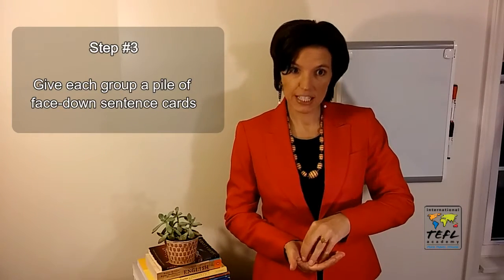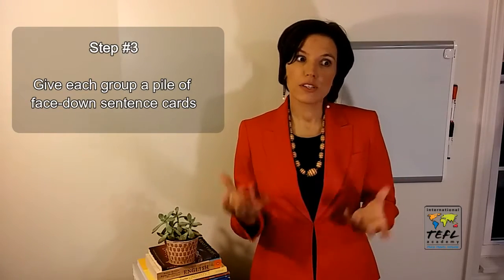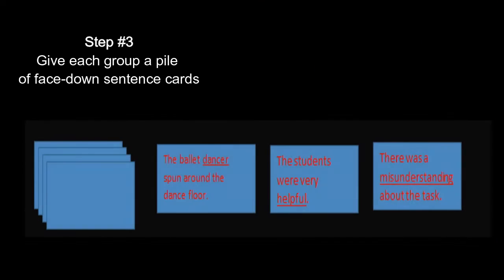So next the teacher will need to have prepared some sentence cards, and these sentence cards are going to be placed face down in a stack. So here are some examples of sentence cards. The ballet dancer spun around the dance floor, the students were very helpful, or there was a misunderstanding about the task. So you'll notice that the words with affixes are underlined, and the teacher will have already underlined those words.